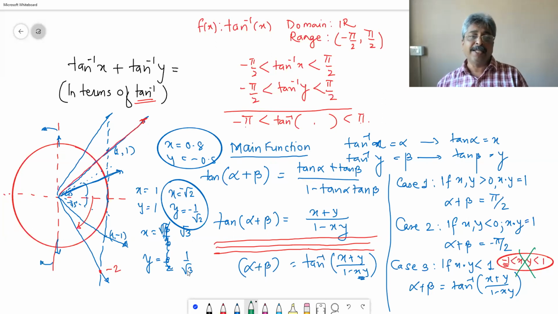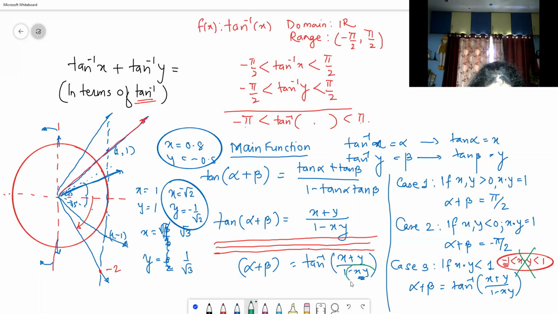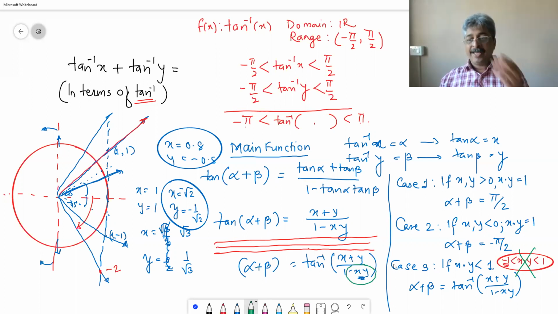See, in this tan inverse x plus tan inverse y, the most important term is x into y. And therefore actual segregation of all these five cases will happen based on essentially x into y, but then there are sub cases. If x into y is 1 and both of them are positive, then they will reach pi by 2. If x into y is 1 and both of them are negative, then they will reach minus pi by 2. Otherwise they will not reach. If x into y is less than 1, they will not reach pi by 2 or minus pi by 2. That is what we are trying to say.